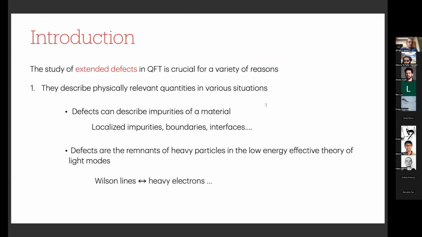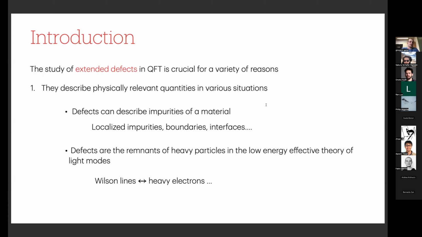So the study of extended defects in quantum field theory, I think, is crucial for a variety of reasons. For example, if you are interested in more physically relevant things, if we want to model some experimental setup, defects are very useful because they model impurities of materials. For example, they can model localized impurities or boundaries and interfaces. And these are objects which are naturally present in any real world scenario, because we cannot avoid having boundaries or interfaces.